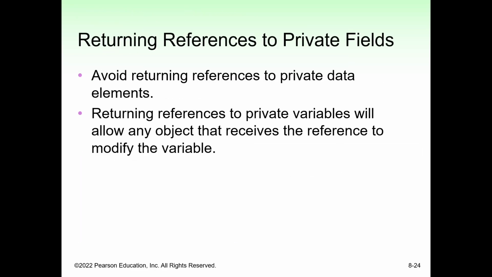You should not return references to private data elements. What that means is, if you have variables that are private, do not try to return references to those private variables, because it's not going to work the way you think it's going to. Returning references will actually allow anyone who has that reference to modify your private variable, even though it is a private variable. If anybody outside of your class gets access to that reference, they will be able to modify your variable, and we do not want that.